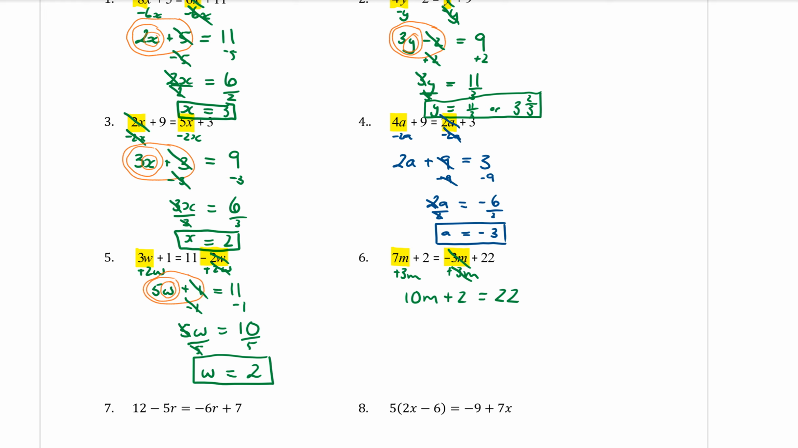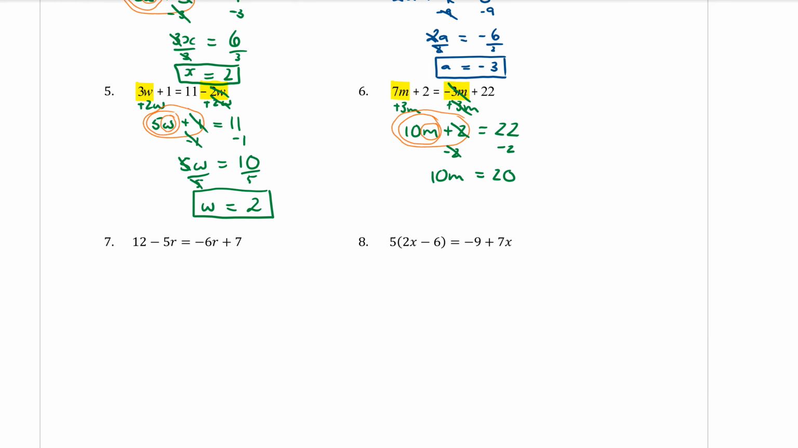Now we're ready to solve for m. Circle the m, then the next layer is the 10, and then the outside layer is going to be the plus 2. Peeling those layers away, the opposite of plus 2 is minus 2. Is it making more sense today, Anton? Yes? So 10m equals 22 take away 2 is 20. And then the last step is to get rid of that 10, so I divide by 10. m equals 2.